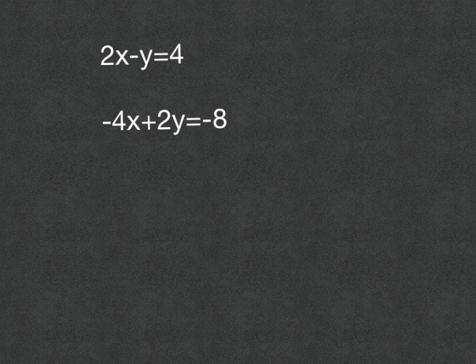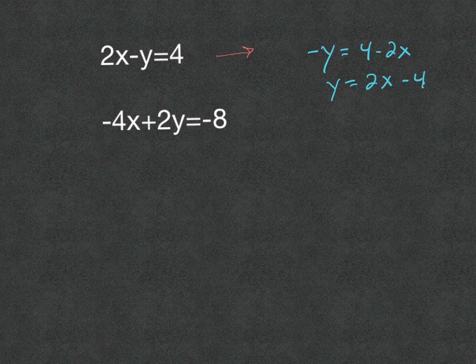When I get y by itself here, I'm going to solve for y. Let me do this in a different color. For the first equation, I'm going to get negative y is equal to 4 minus 2x. Multiply both sides by the negative sign, and I get y is equal to 2x minus 4. Great. Now, let's take a look at the second one.